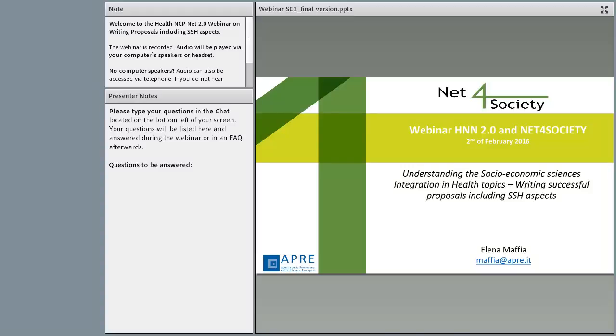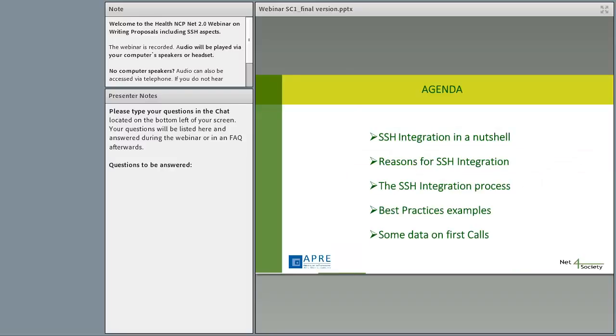Socio-economic sciences and humanities integration in all Horizon 2020 programs, with a specific focus on the health topics. This is the agenda of today. We'll start with an SSH integration introduction.